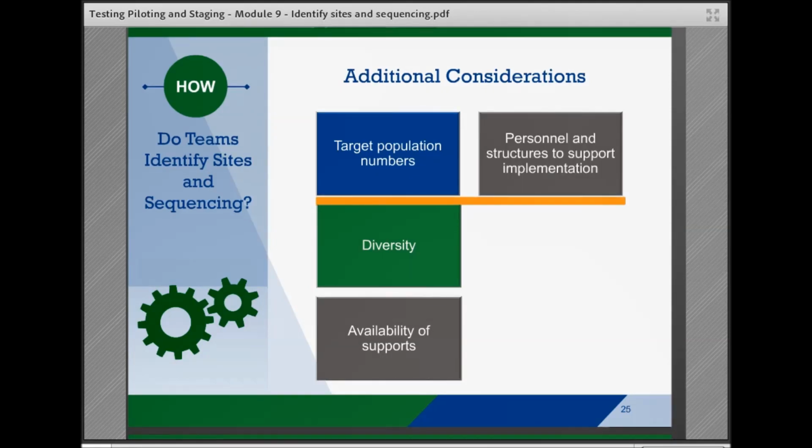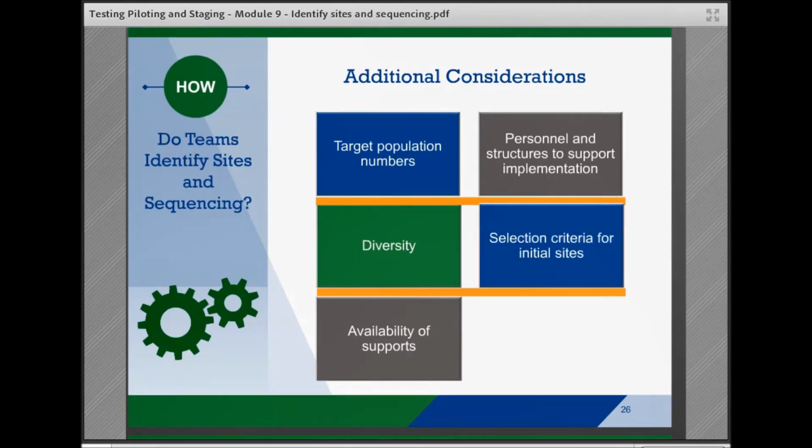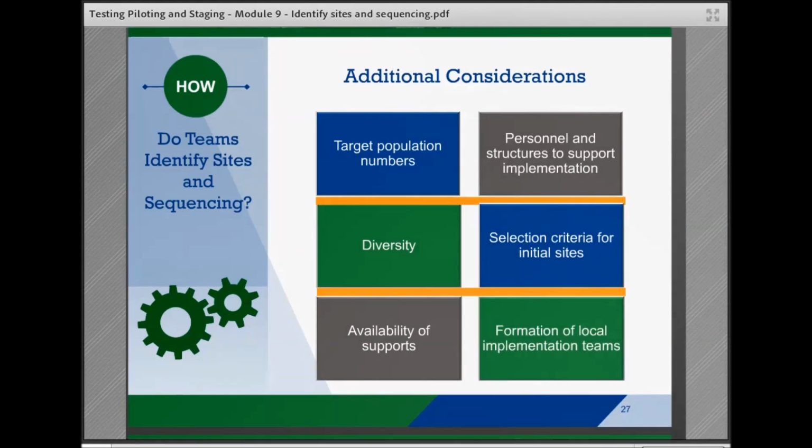What are the personnel and organization structure or capacity characteristics that are most likely to successfully support implementation? Developing selection criteria to choose initial implementation sites that will support decision-making. And forming local implementation teams at each site to develop their plan, oversee all activities and timelines, and participate in communication loops with statewide or the larger implementation team.